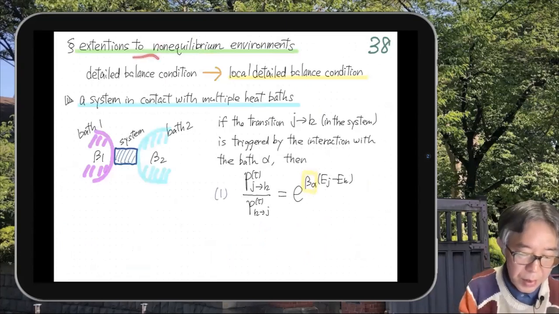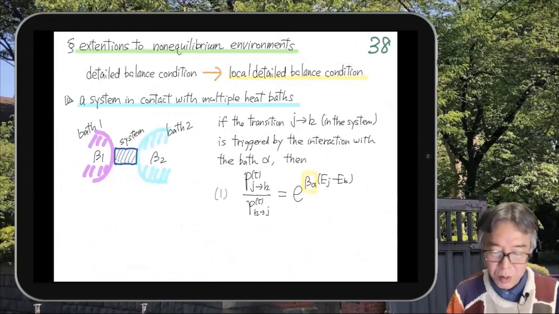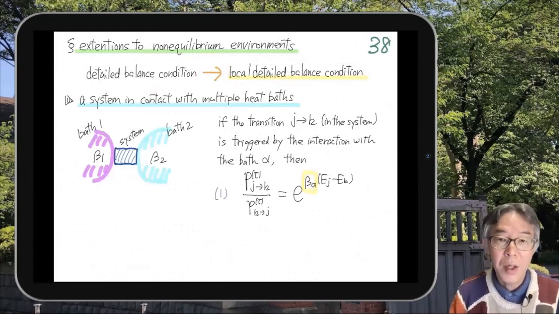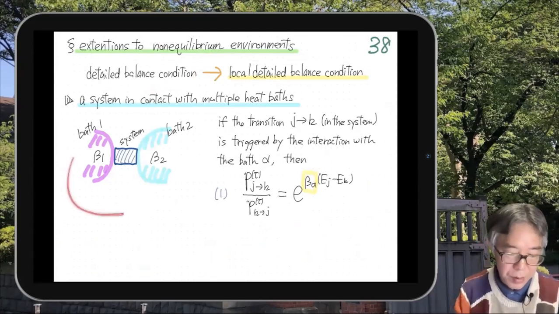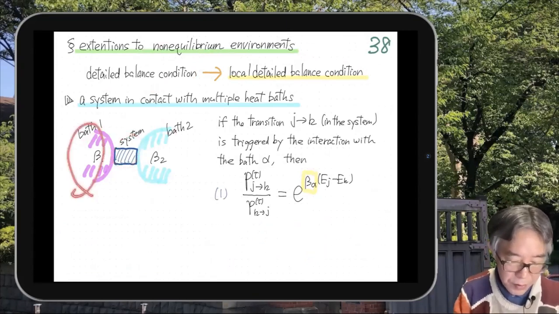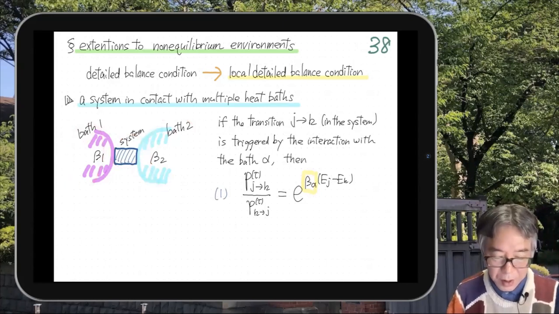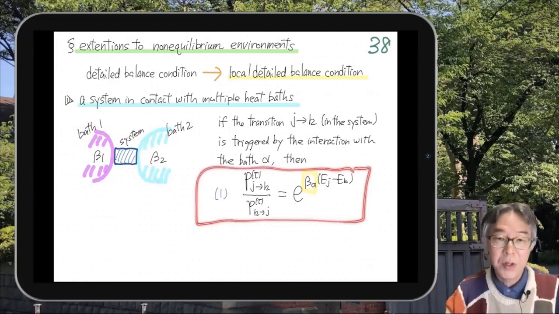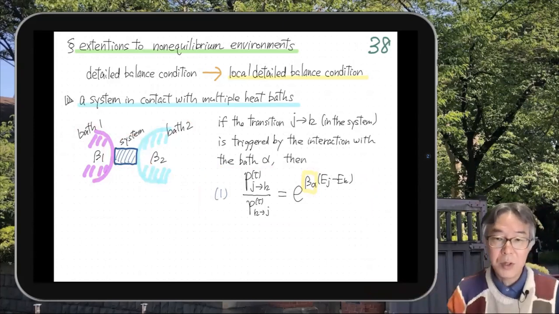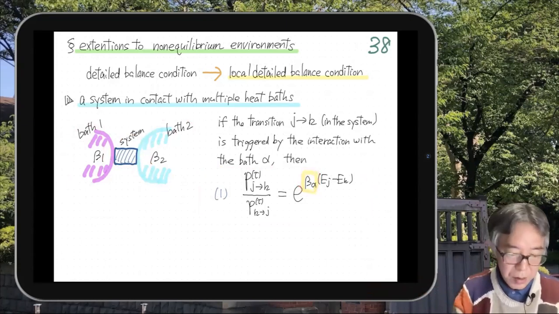In this case, the detailed balance condition will be generalized to something called the local detailed balance condition. First of all, this is a very important non-equilibrium situation. Consider the situation where our system is in touch with 2 different heat baths with different temperatures. This is really non-equilibrium. But I argue that even in this case, we have this symmetry for the transition probability, which looks almost the same as the detailed balance condition. But the difference is here: you have different betas, beta 1 and beta 2.